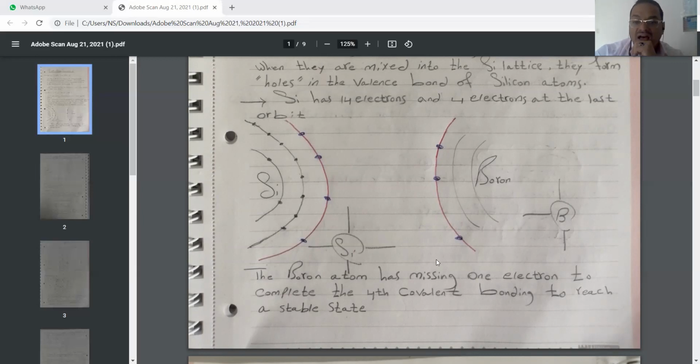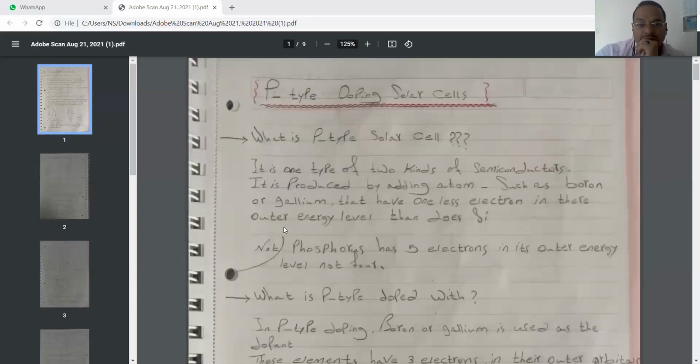The boron atom is missing 1 electron, like I explained before, to complete the 4th covalent bond. That means here any electron shows us a covalent bond. Silicon has 4 electrons at the last shell. That means it has 4 covalent bonds at the last shell. Boron needs to complete the 4th covalent bond to reach the stable state. Now let's complete.